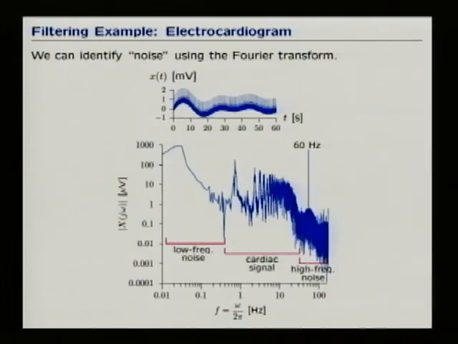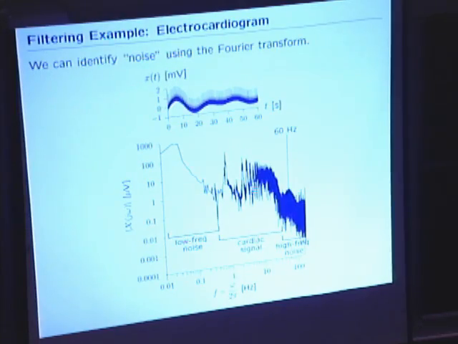sense out of it. Hearts beat about 60 or 70 times a minute, depending on how athletic and how old you are, which means that it's the components around 1 hertz or bigger that are coming from the heart. Things significantly lower than a hertz probably aren't coming from the heart. Things that are up in the 10 kilohertz region probably are not from the heart.